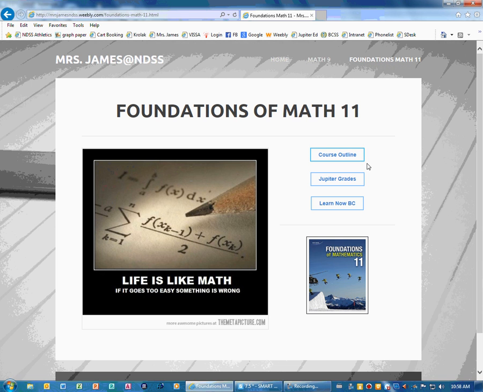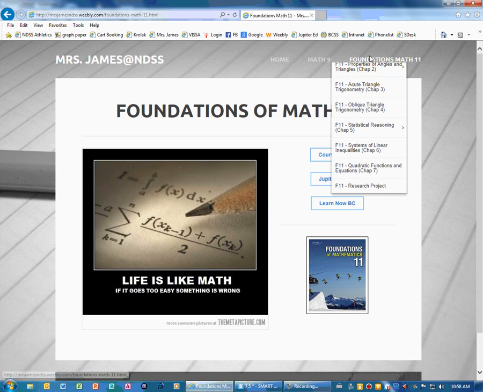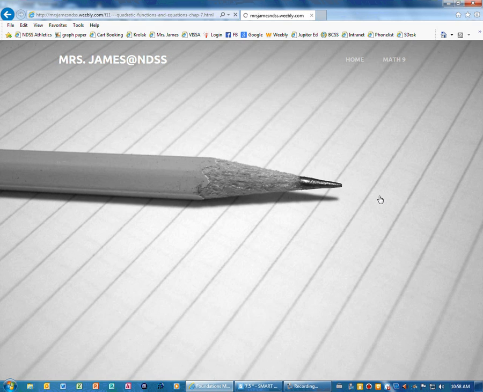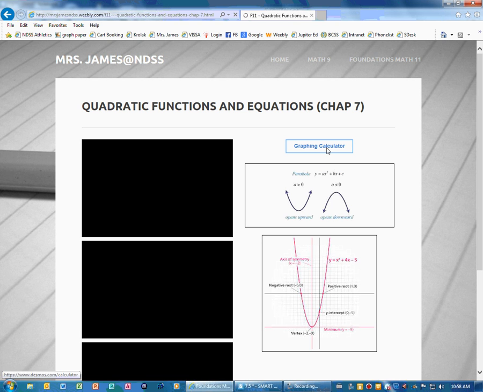Is there a calculator on this front page? No. Okay, we'll go to, well, we can go to the graphing calculator and see what happens there.